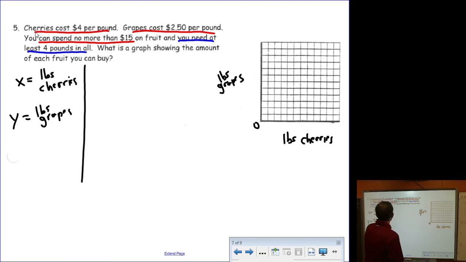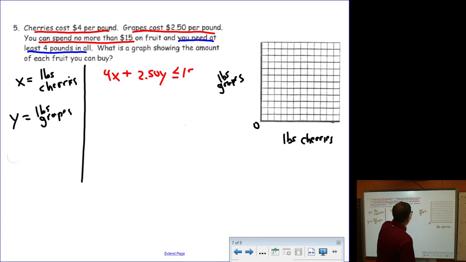So the cherries would be $4 per pound, so 4 times X would be the cost of the cherries. And the grapes cost $2.50 per pound, so it'd be $2.50 times Y. And when I add those together, I get the total cost of all the fruit, and that's got to be less than or equal to 15.